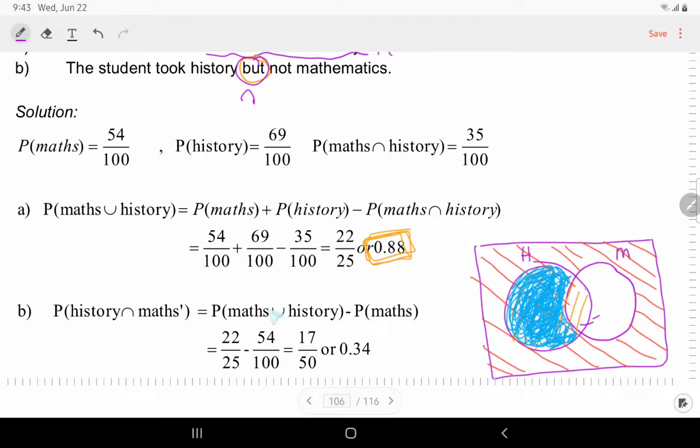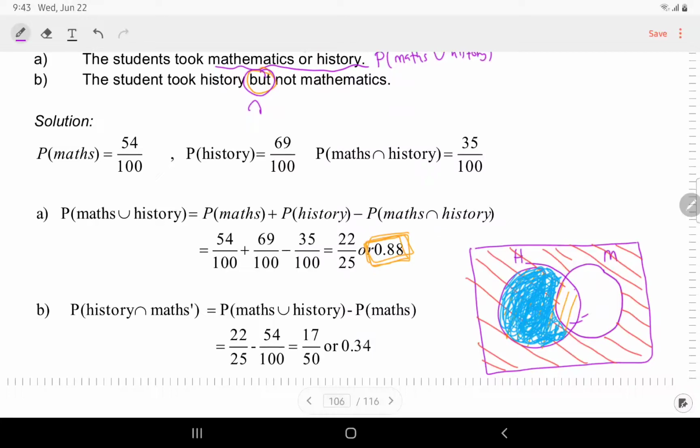Okay, so kita akan gunakan formula ni lah. So probability for maths union history is given right here. Okay, so kita ambil je jawapan dia kat sini. Minus probability maths ada kat sini. Okay, so dapat jawapan 17 over 50, which is 0.34.